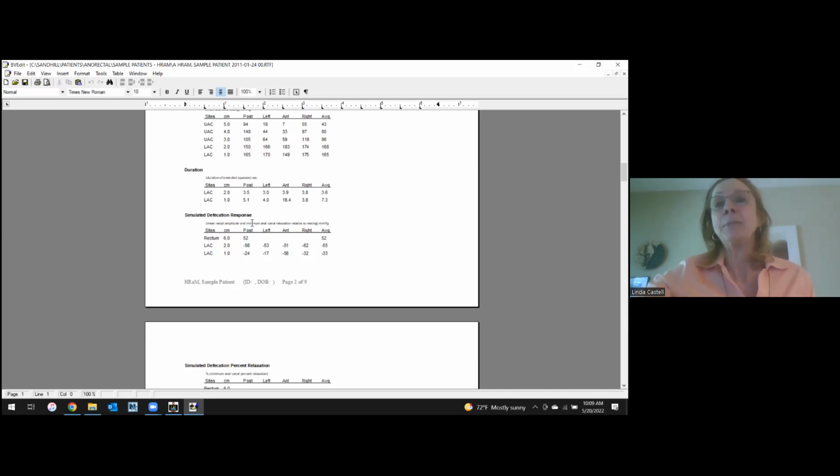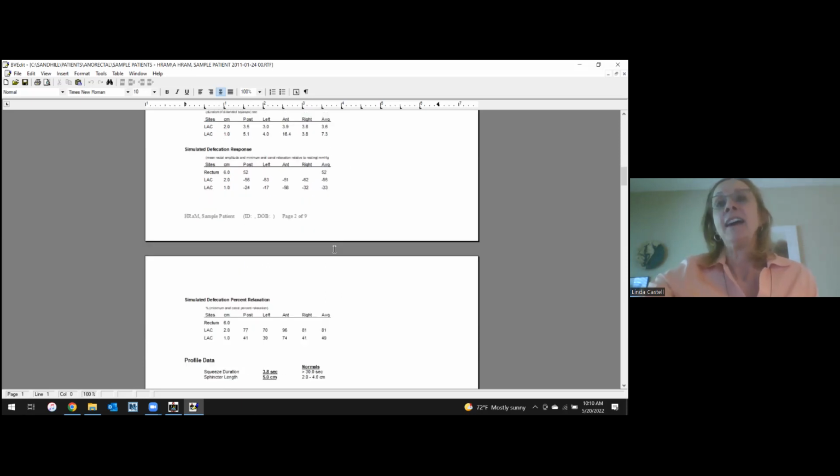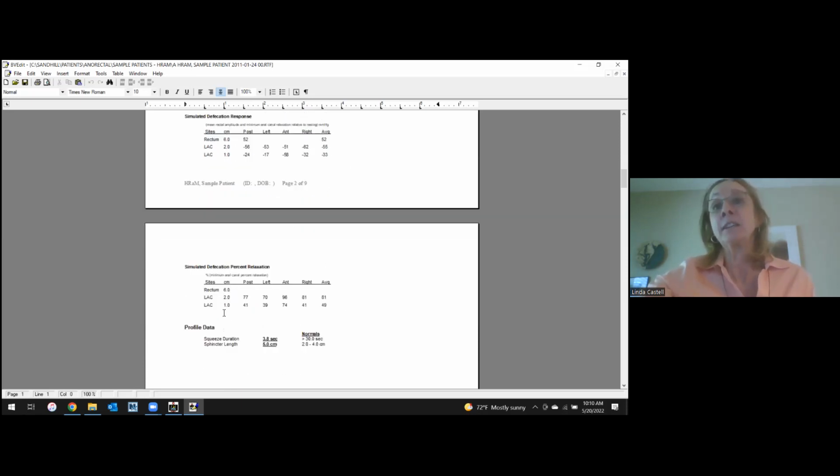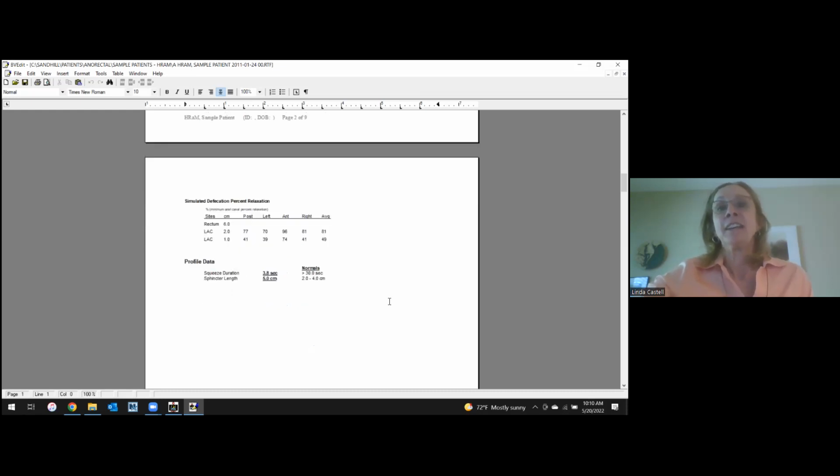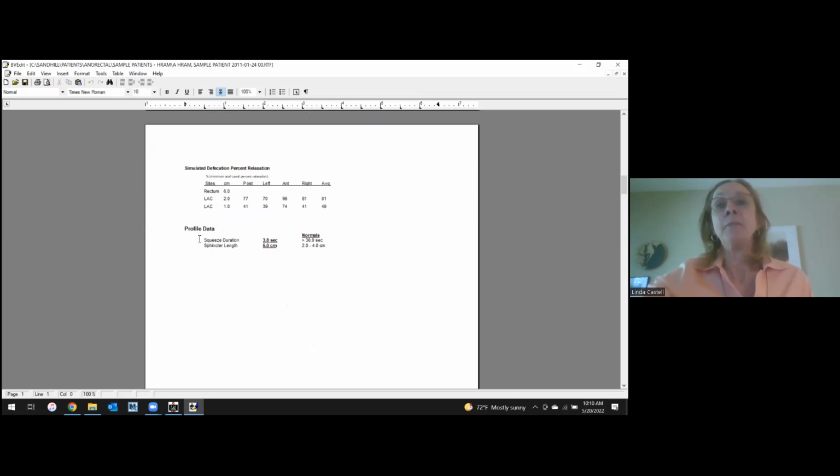Simulated defecation response, that's your push. So you should see negative numbers in your lower anal canal because the pressure should decrease. And then from there, it's going to be converted into a percentage. So we should see percentages greater than 0. Okay, so this is a normal push. Okay, and then from there, we have our squeeze duration.